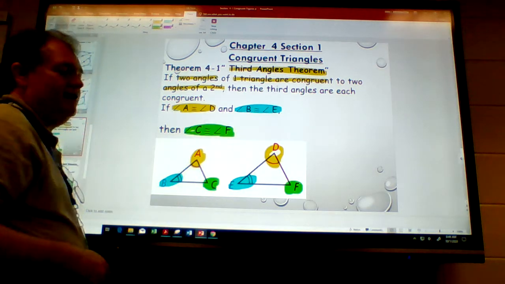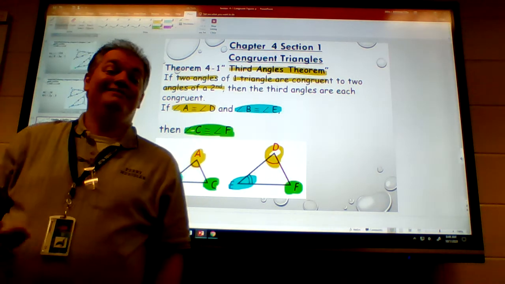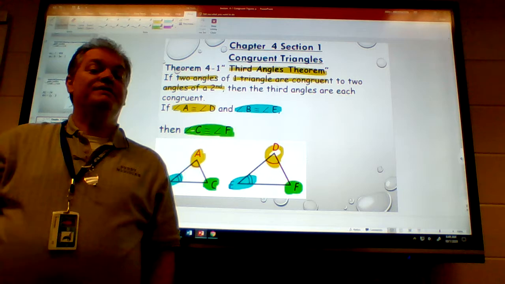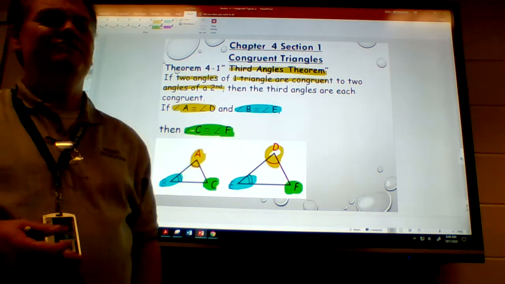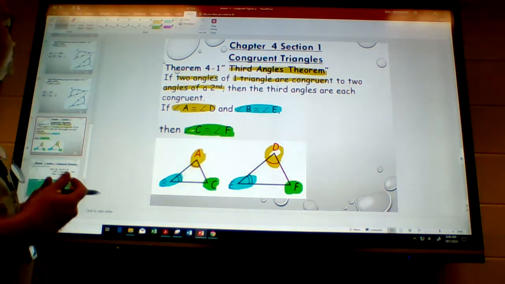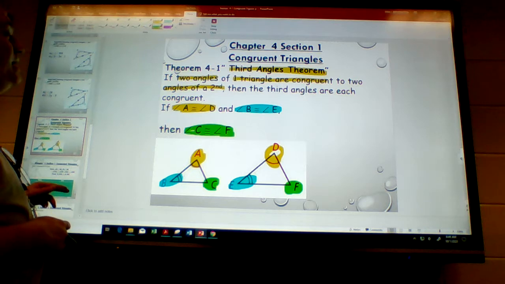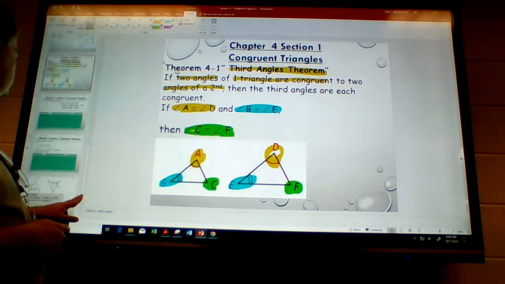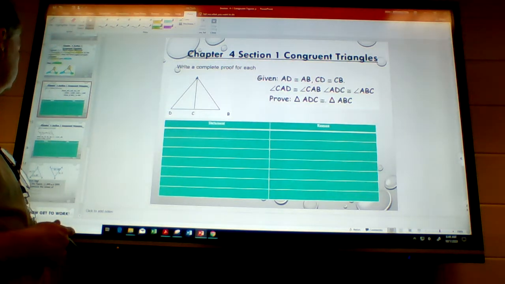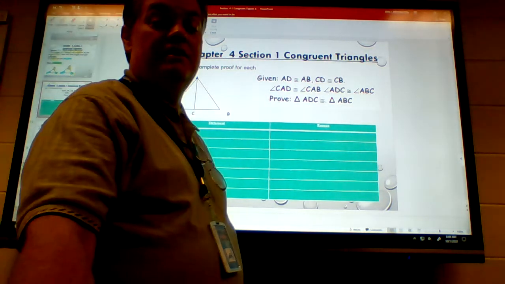Now we could prove that. All we have to do is we know that the sum of the interior angles is 180. We're not going to do that right now. Just know that if you have two pairs of congruent angles, then the third angles also have to be congruent to one another. All right. Now, I'm going to pause this for just a second.